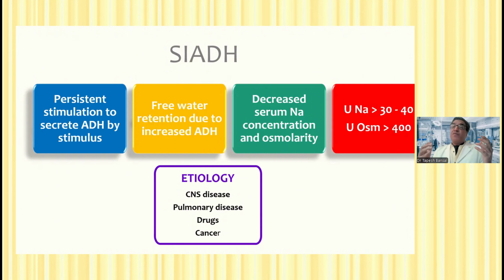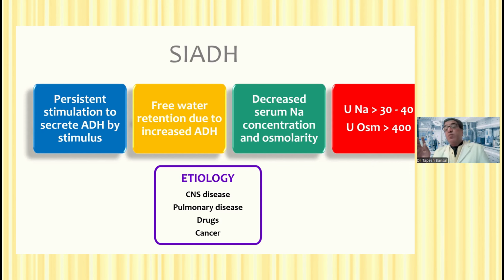Now, this can be because of various factors, and the etiology here is CNS disease, pulmonary disease, drugs, and cancer. CNS disease of all kinds, pulmonary disease of all kinds, and many drugs, especially cancer drugs, but more importantly the brain drugs, antidepressants, antipsychotics, and all those, and cancer drugs, like I told you. So what are the features of SIADH? There is persistent stimulation to secrete ADH, causing antidiuretic hormone secretion. There's free water retention due to increased ADH, and decreased serum sodium concentration and osmolarity.